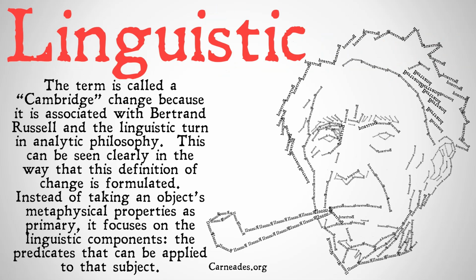Let's take a look. So, the term is called a Cambridge change because it's associated with Bertrand Russell, as well as the linguistic turn in analytic philosophy towards philosophy more focused on the philosophy of language. This can be seen clearly in the way that this definition of change is formulated. Instead of talking about the object's metaphysical properties as primary, it focuses on the linguistic components, the predicates that can be applied to a subject.